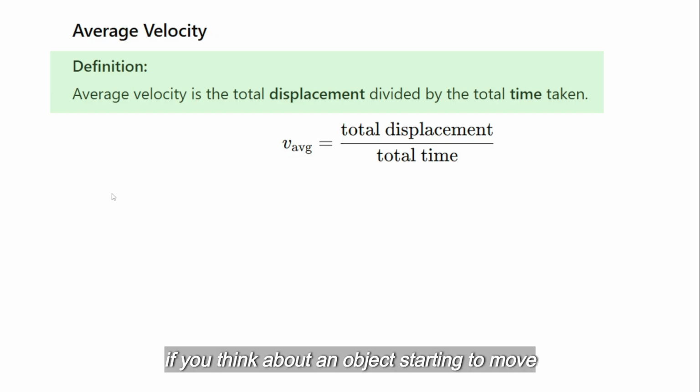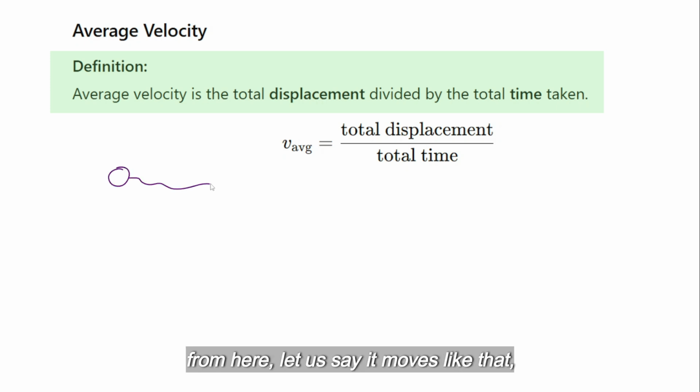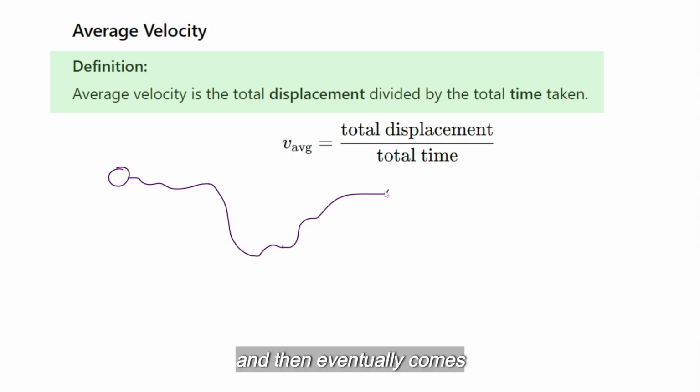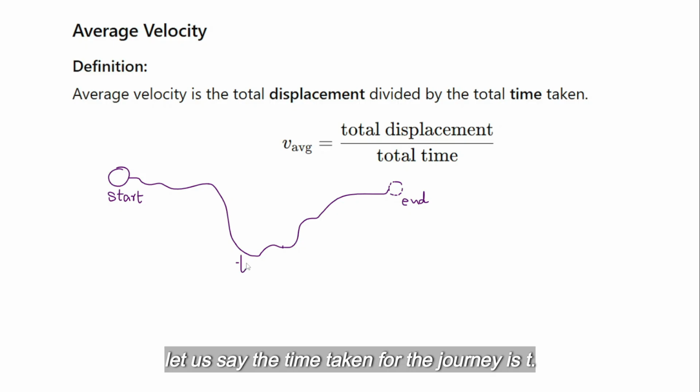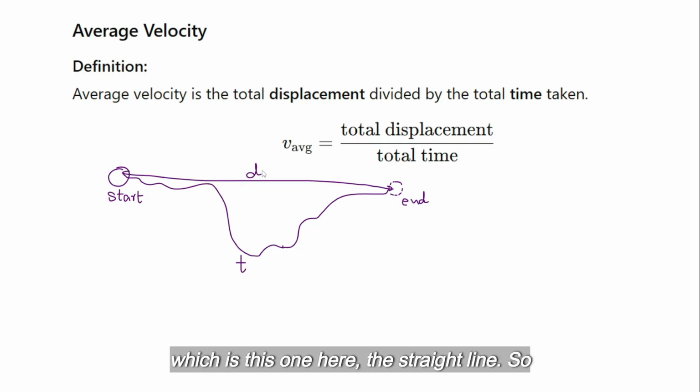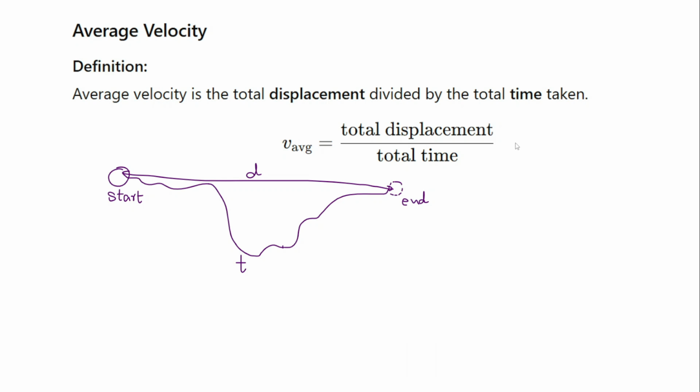Now, if you think about an object starting to move from here, let's say it moves like that, goes down, stops here for a while, and then eventually comes, and then this is the end point. This is the starting point, this is the end point. Let's say the time taken for the journey is t. When you find the average velocity, we only need to know the displacement, which is this one here, the straight line. So, total displacement divided by total time gives you the average velocity.